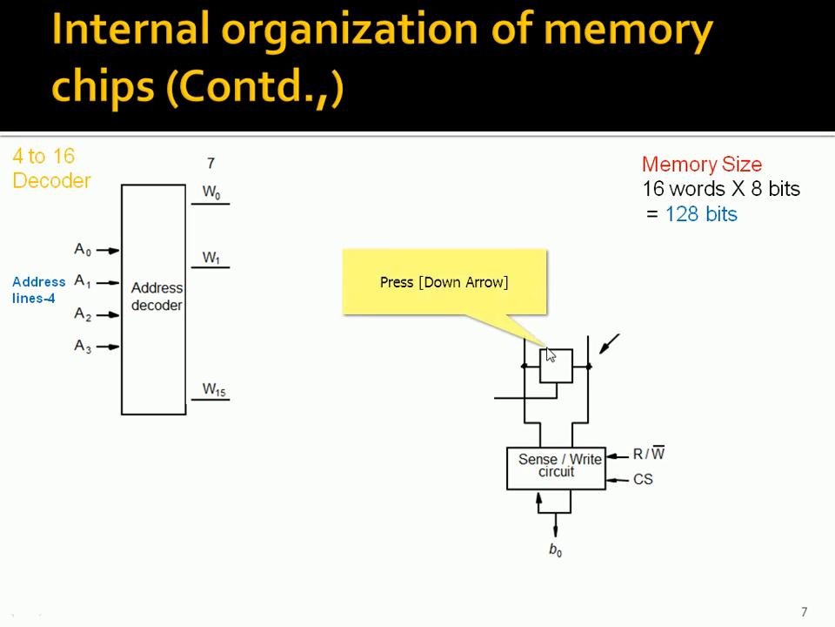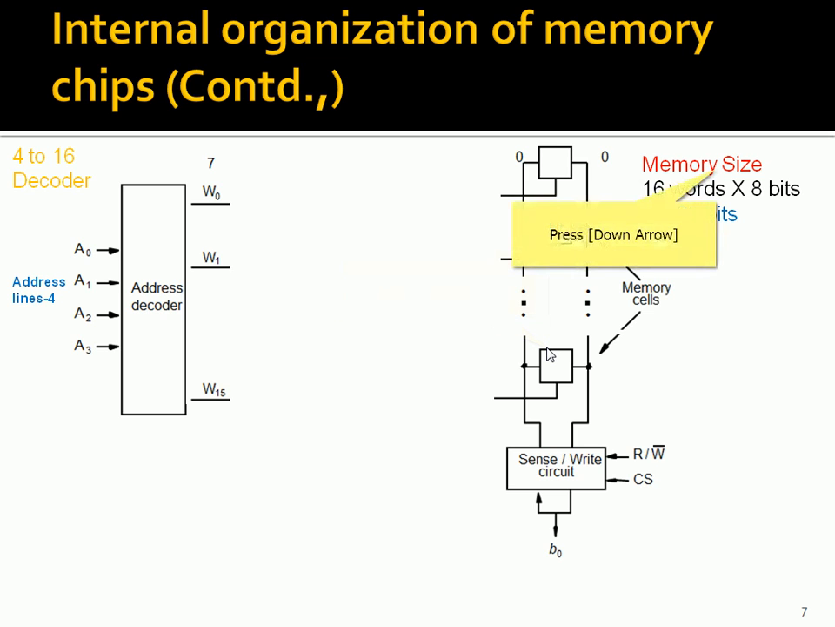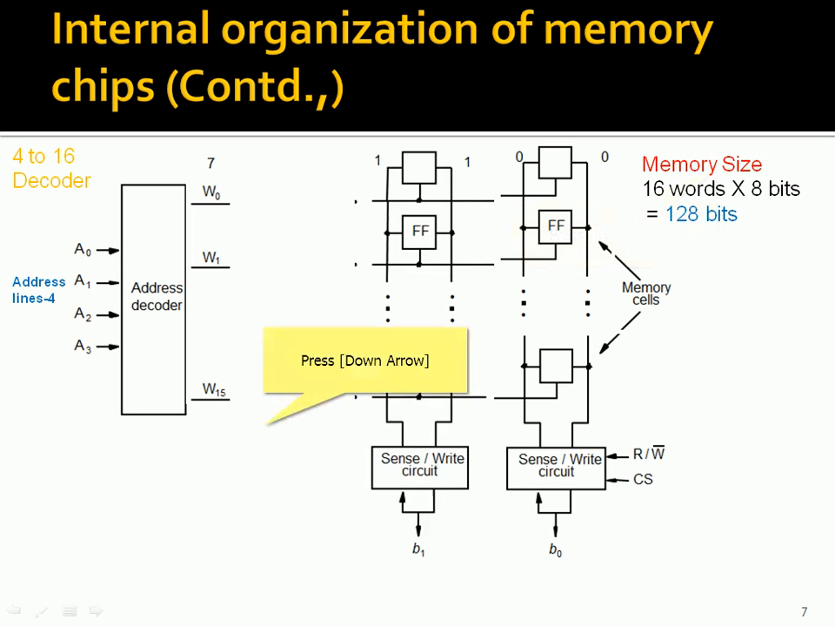Similarly, we can see the second column. These are the memory cells, and the second column also has 16 cells. Again, a separate write circuit will be there, and from this we can expect b1. Similarly b1, b2, b3 and so on up to b7, because 8 bits is the output we are considering.